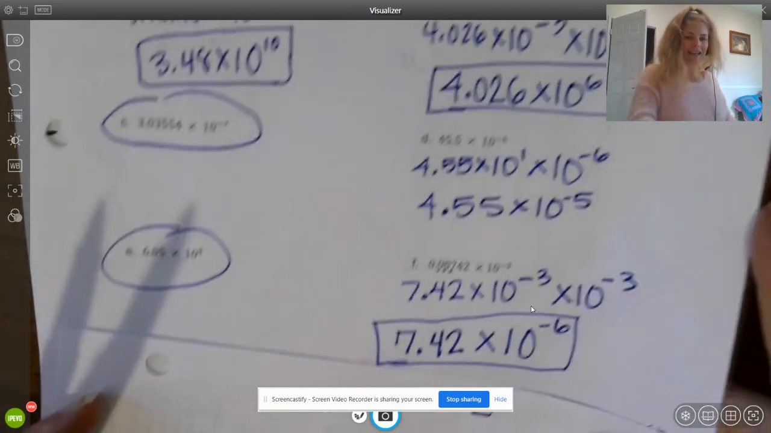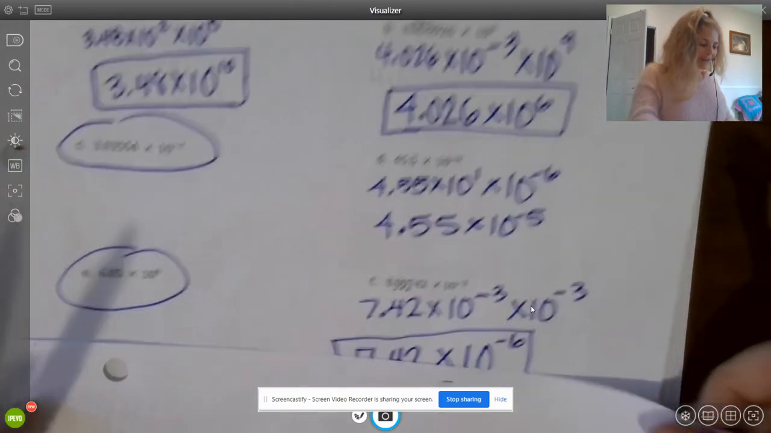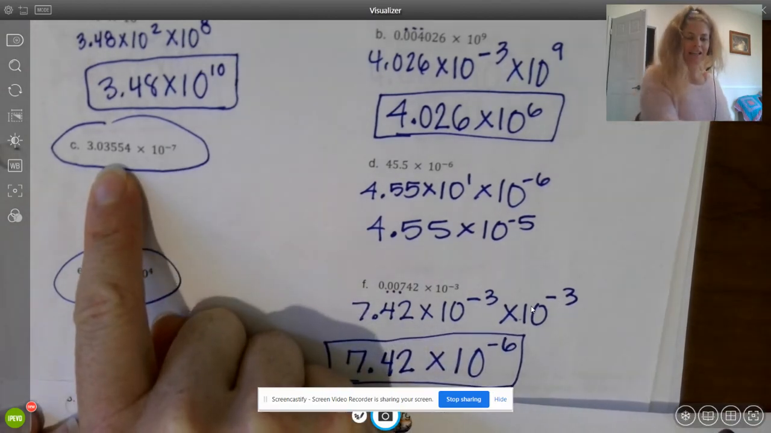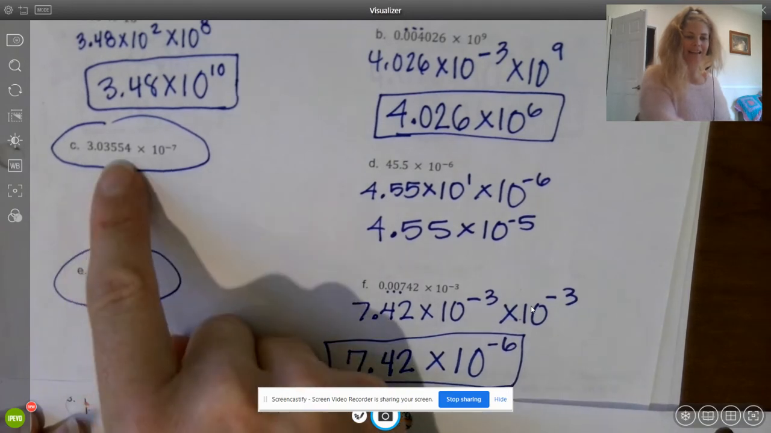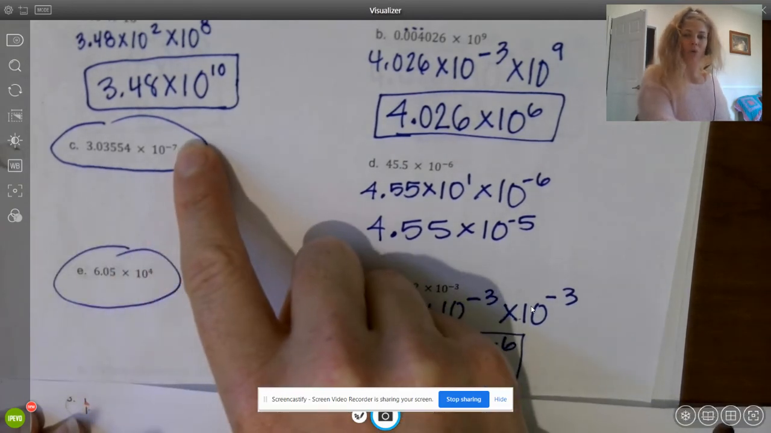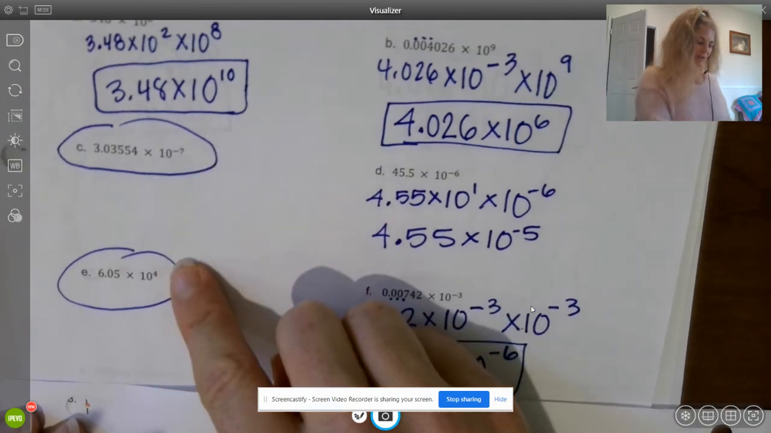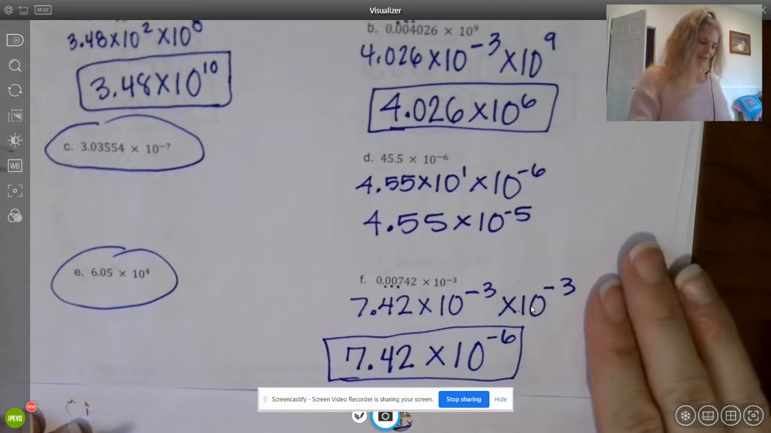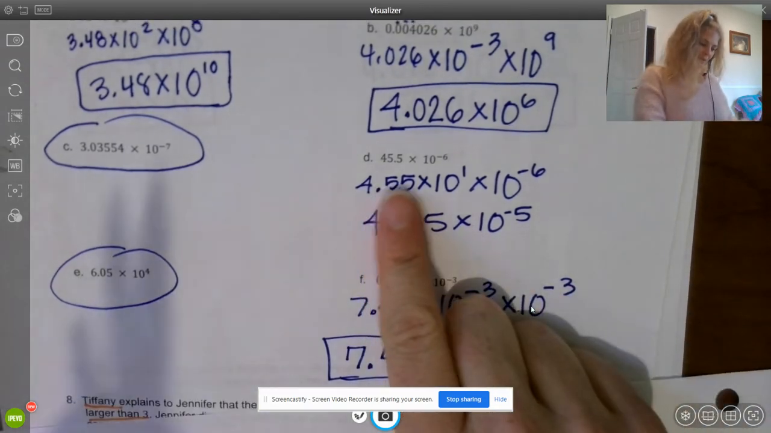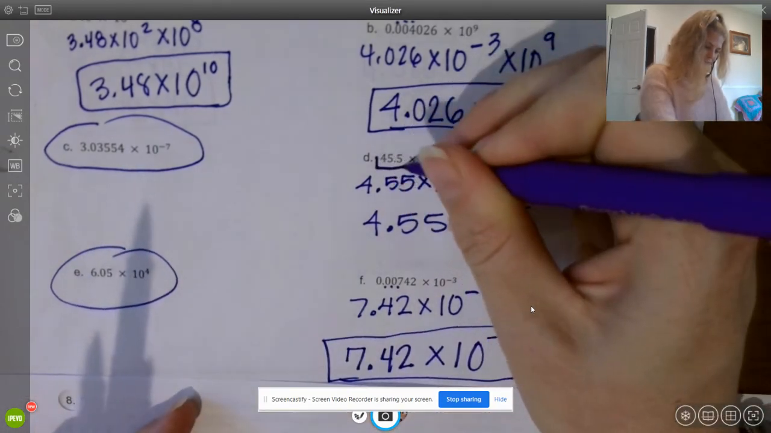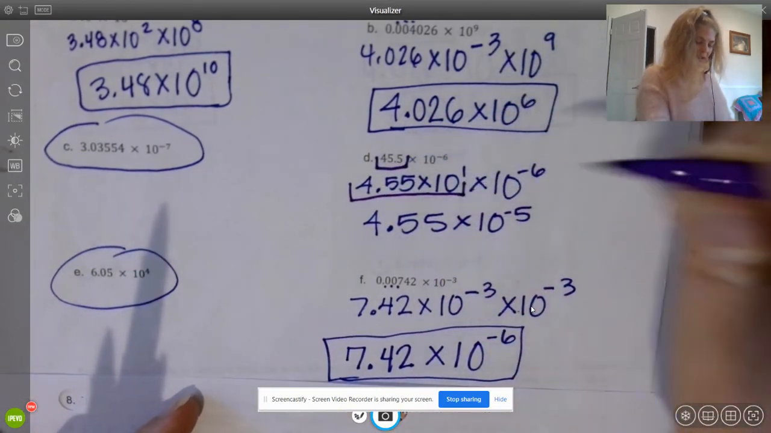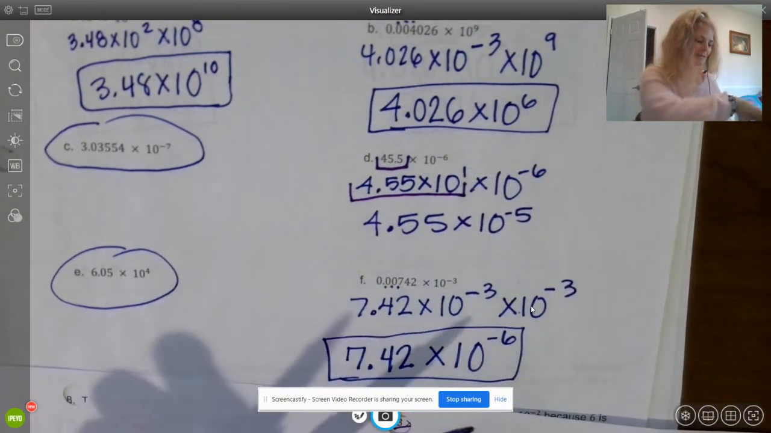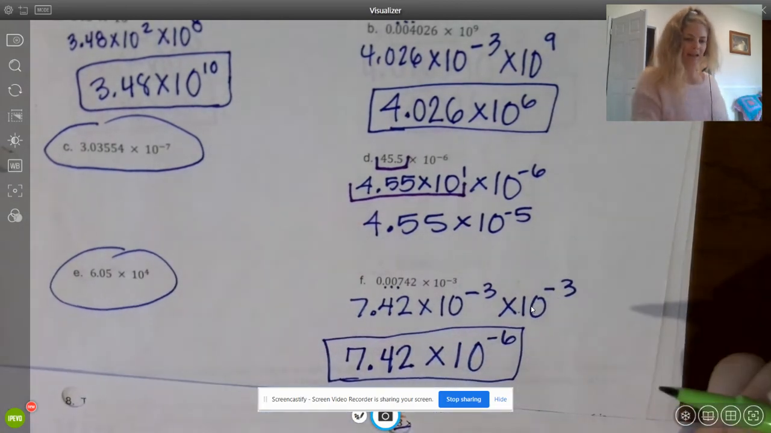Okay, taking a look, C and E are written in scientific notation. The significant figure is greater than or equal to 1 and less than 10. And our N, our order of magnitude, is an integer, -7 here and 4 there. But D and F is where you needed to apply your new skills. So taking a look at D, just 45.5 is 4.55 times 10 to the first. We still bring down that 10 to the -6. -6 plus 1 is -5. 4.55 times 10 to the -5th.